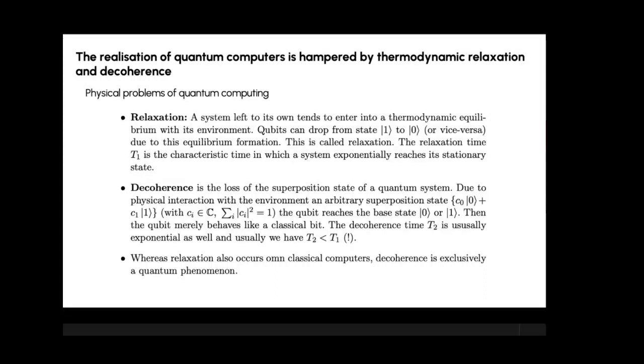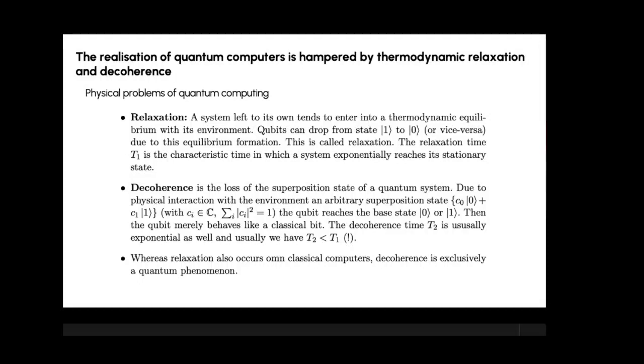So that's relaxation, but decoherence is much worse because decoherence doesn't happen, of course, on classical computers, because it's a superposition phenomenon. And the decoherence time for today's quantum computer is 1 millisecond.